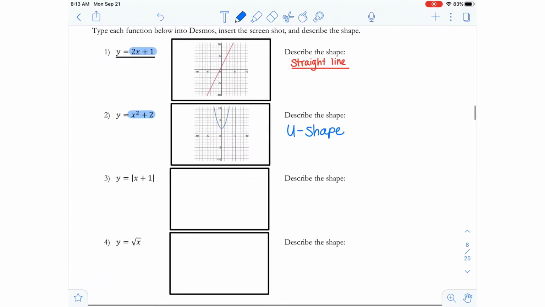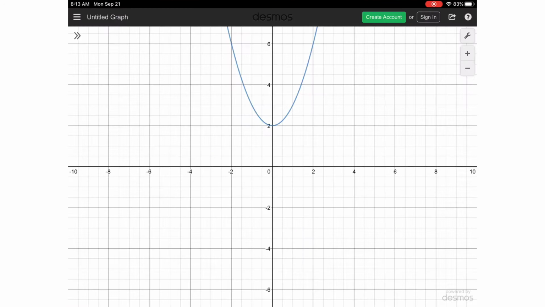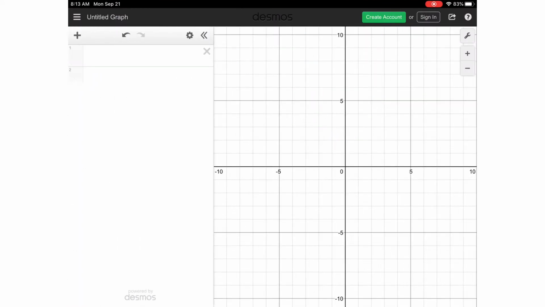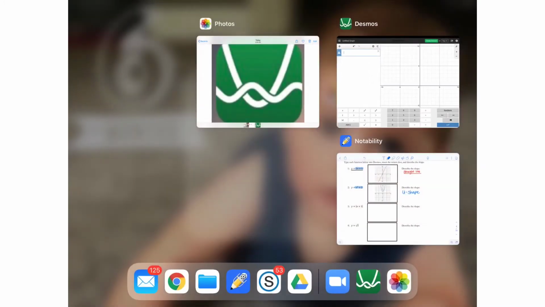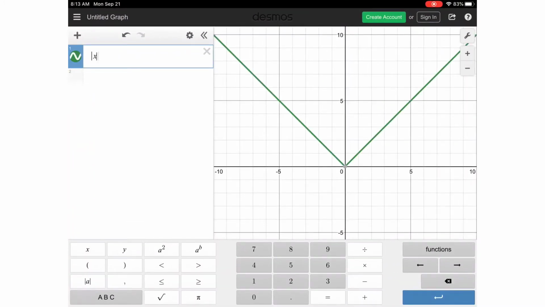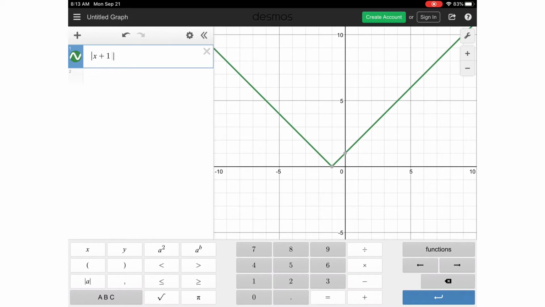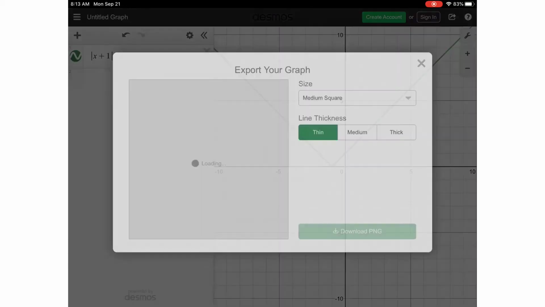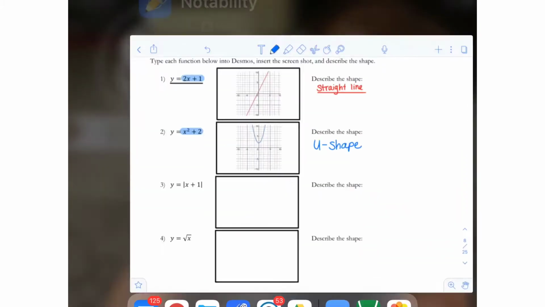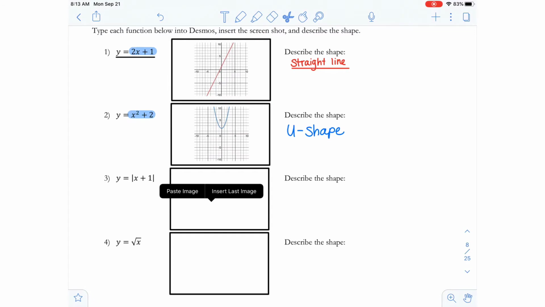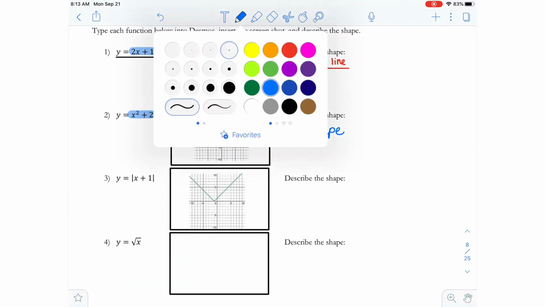All right, two more to go. The absolute value is right above the ABC. It looks like two straight lines with an A in the middle. Oops, I forgot to check what the function is. It's x plus 1 inside the absolute value. There's my graph. I'm going to share the graph, copy it, and paste. And I think we can all agree that this is a V shape.